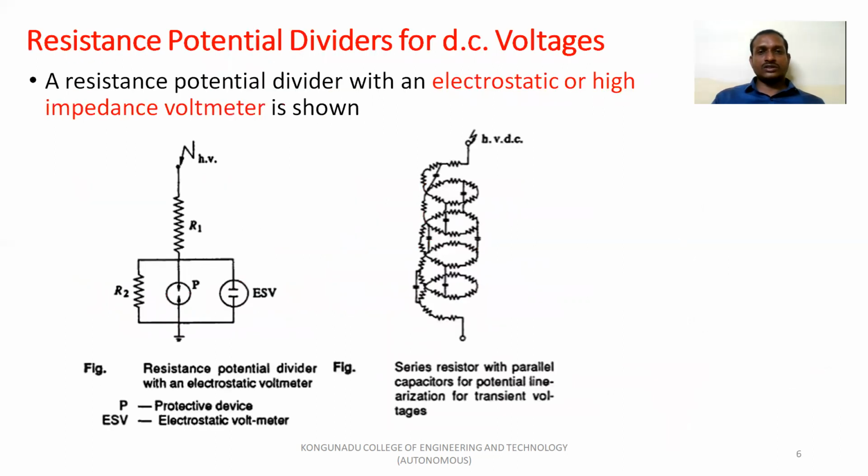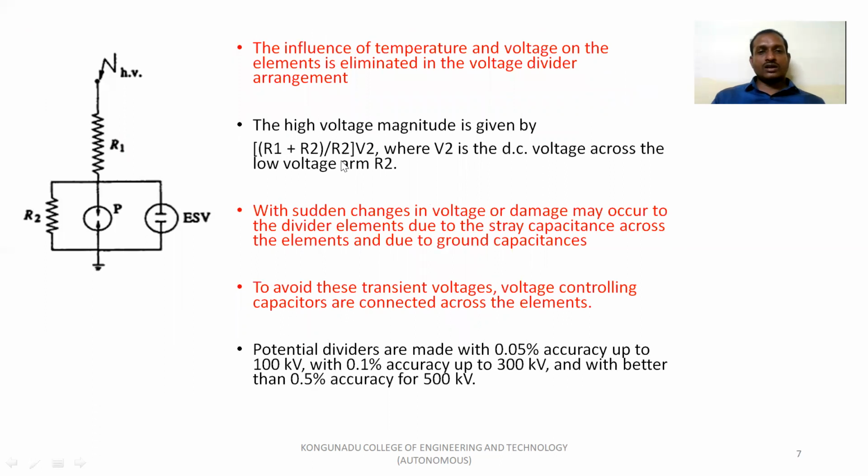Next is the resistance potential divider, in which temperature effects are not considerable. The voltage divider rule is used to find the voltage. Here we measure the voltage V2 across the lower arm resistance R2 with the help of an ESP. From the calculation (R1 plus R2) divided by R2 into V2, we get the input high voltage. With 5% accuracy, 500 kV can be measured.